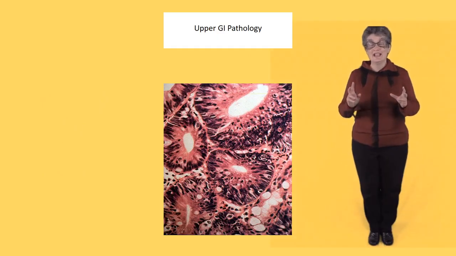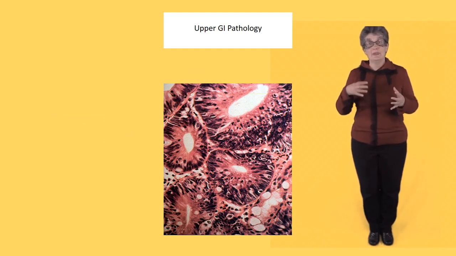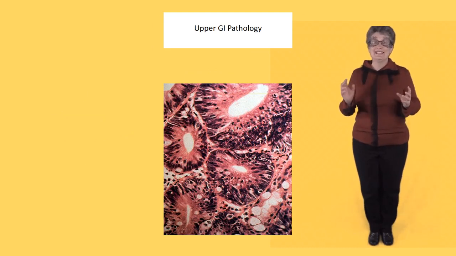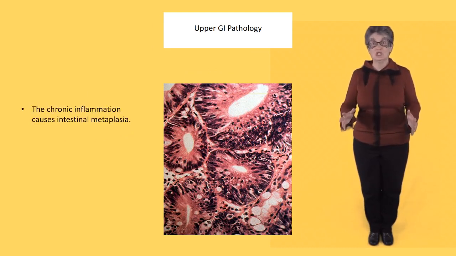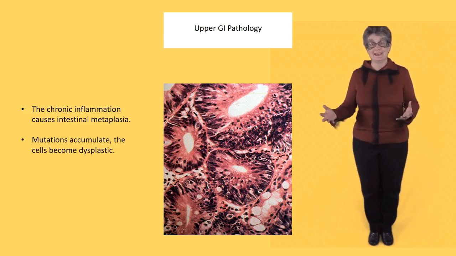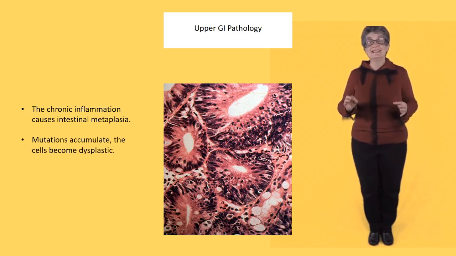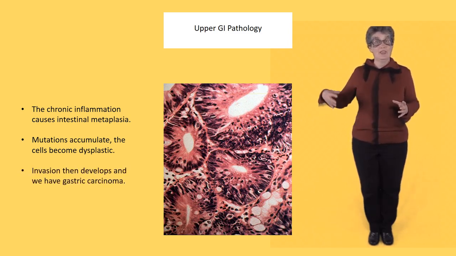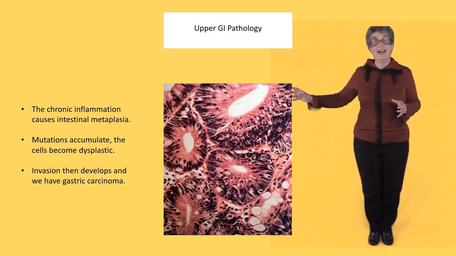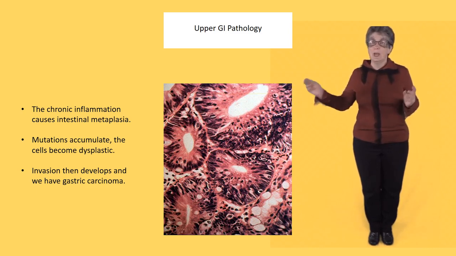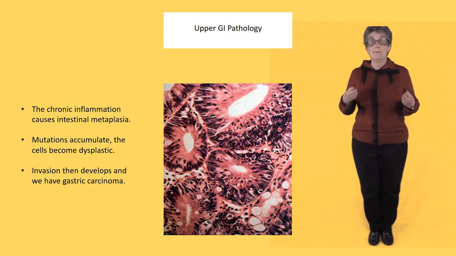The reason why intestinal metaplasia is important is because, like in the esophagus, it is a precursor to cancer. Once intestinal metaplasia has occurred, mutations accumulate and the cells become dysplastic. Further mutations lead to the ability to become invasive, and we have gastric carcinoma. The picture at the right here shows the goblet cells of intestinal metaplasia at the bottom right, and it shows the pleomorphic, hyperchromatic, mitotically active dysplastic cells that are now in the gastric epithelium.